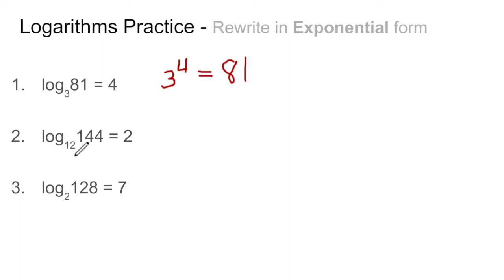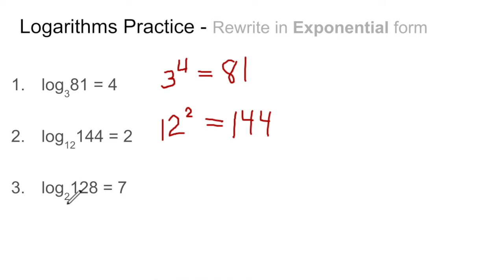So the next one, log base 12 of 144 is equal to 2. That is equivalent to saying that this base 12 raised to the power 2 is equal to 144. So let's rewrite this as 12 raised to the power 2 equals 144. That's the result. So log base 12 of 144 equals 2, or 12 to the 2 power equals 144, right? Those are equivalent. How about this one?